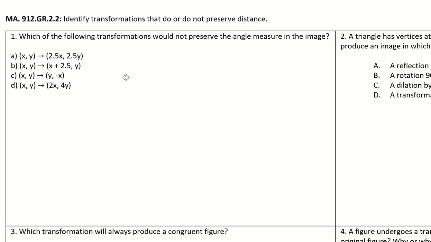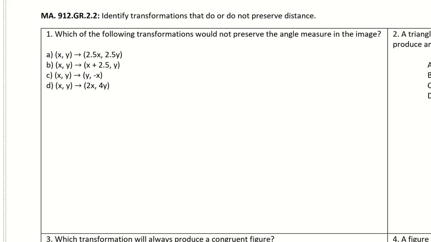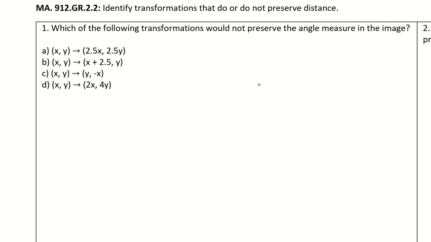GR22, identify transformations that do or do not preserve distance. Which of the following transformations would not preserve the angle measure in the image? First off, number 1 is a dilation, because we have the same scale factor. So we have a dilation where K is 2.5. Basically it got bigger. This is a stretch.